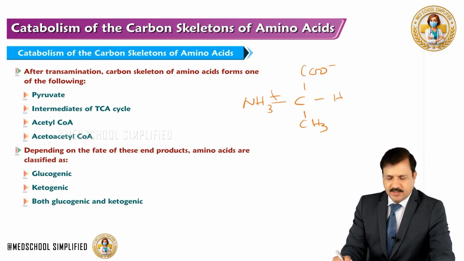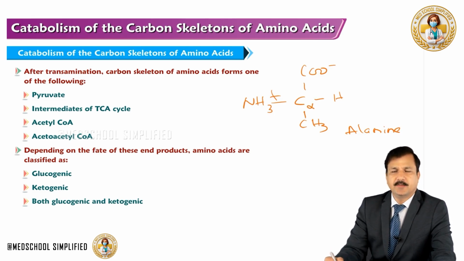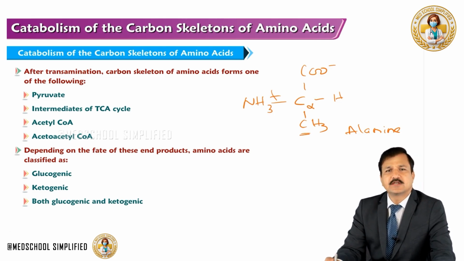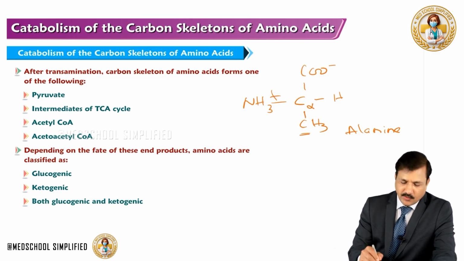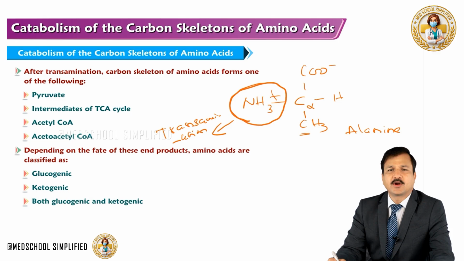Here I have written the structure of alanine. You see there is an alpha carbon in the center, a primary carboxyl group, a primary amino group, and the side chain of alanine, as you know, is a methyl group. When this amino group is removed by transamination reaction, we have already seen the meaning of transamination and all the important points about it in our previous lecture.